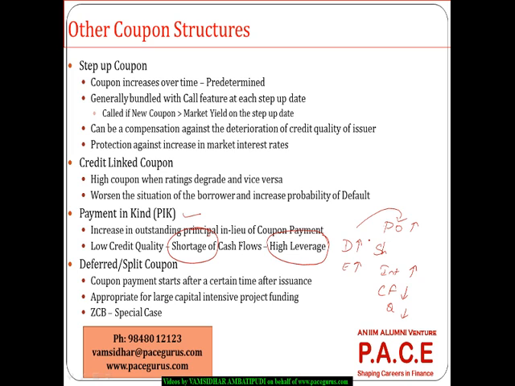for them. And there could be some other instruments where the coupon could be deferred or split. In these kinds of instruments, the coupon is deferred, which means right now, let's say if the bond is issued, instead of coupons being paid, as in a normal bond, let's say, every 6 months.